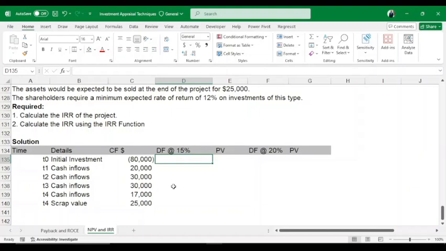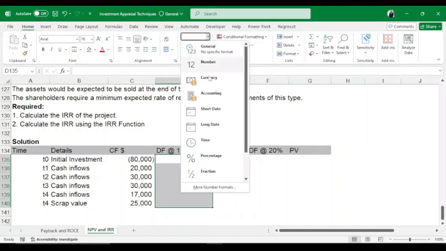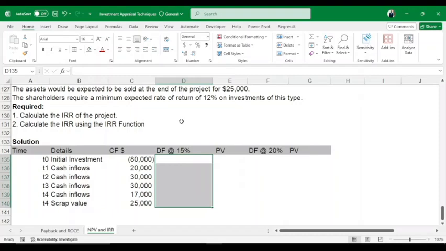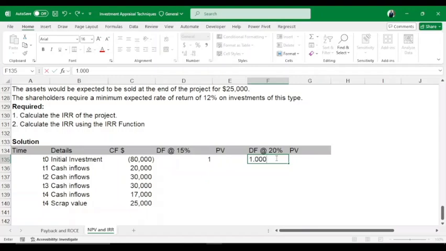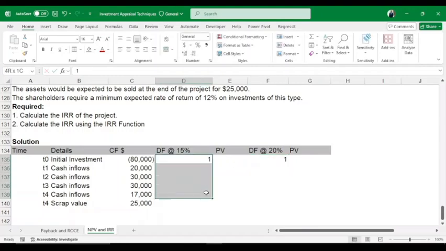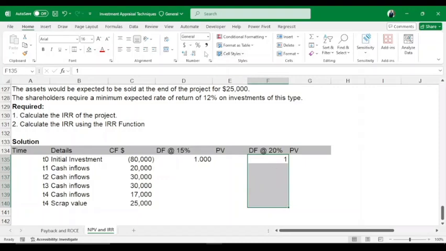Okay, so we have the 15%. Now I'm going to format this as a decimal. So we are going to have 1.000 for the first one. The same thing applies here, 1.000. So what do I have? I'm going to increase it to 3 decimal places. Increase this to 3 decimal places.